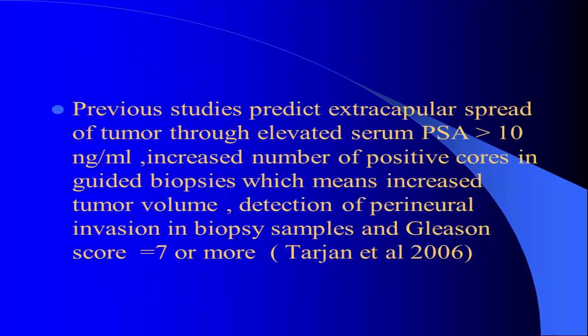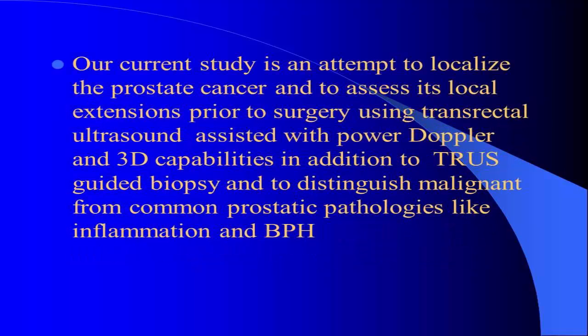Predictors of extracapsular spread of tumor are elevated serum PSA more than 10 nanogram per milliliter, Gleason score 7 or more, the presence of more than 20% of malignancy in biopsy tissue samples, and the presence of perineural invasion in biopsy tissue samples. However, all these predictors do not offer more than 78% sensitivity in the prediction of prostate cancer.